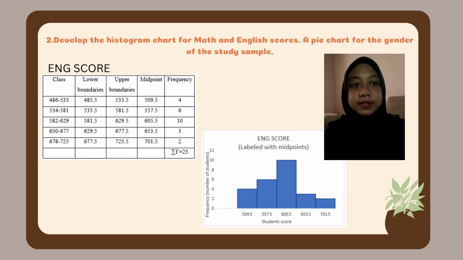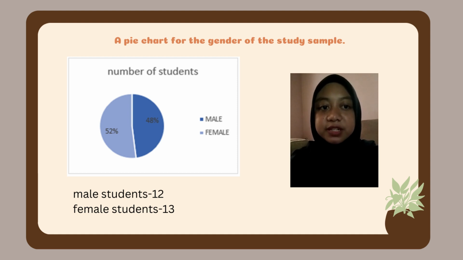Repeat the same calculations to make a table for the English scores. Next is a pie chart for the gender of the study samples. The male students number 12, while the female students number 13.